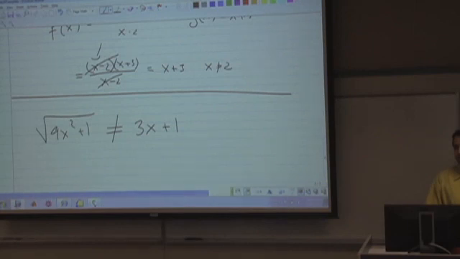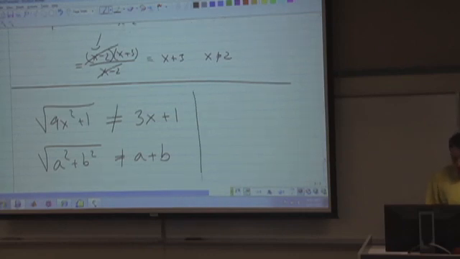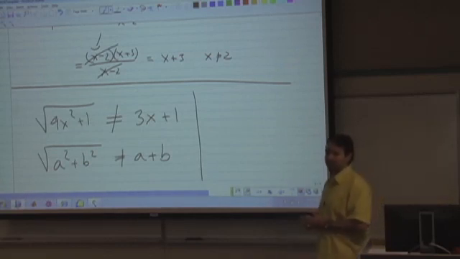Oh, wait, where do we get this 3x? Well, the idea is the square root of a squared plus b squared does not equal a plus b. Do you understand why? I started saying this more and more frequently: when in doubt, when you think you're really being creative with the mathematics, okay?